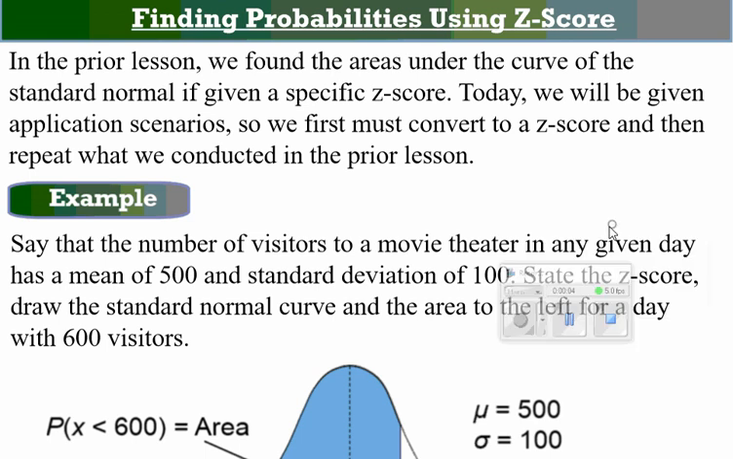Hello. In today's discussion, we're going to be using the standard normal curve that we dealt with in the prior topic and using it to calculate some probabilities and some application scenarios. Like I said in the prior lesson, we found the areas under the curve of the standard normal if given a specific z-score. Today, we will be given application scenarios, so we must first convert to a z-score and then repeat what we conducted in the prior lesson.